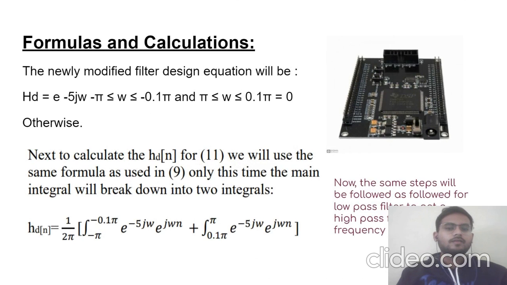Formula and calculation. The newly modified filter design equation will be Hd of e to the power j omega equals e to the power minus 5j omega for omega between 0 and 0.1 pi, and equals 0 otherwise, that is, for pi greater than or equal to omega and less than 0.1 pi. Next, to calculate the Hd of n, we will use the same formula as used earlier. Only this time the main integral will be broken down into two integrals as given below.